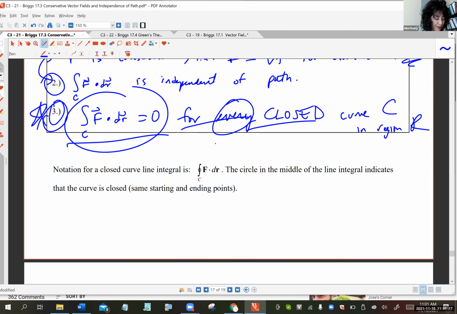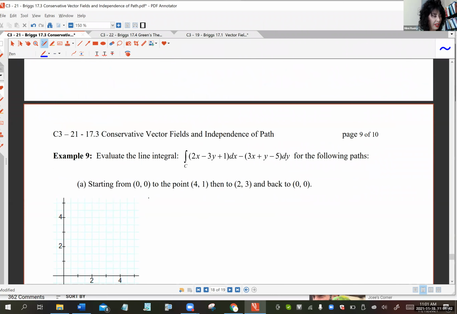A little bit of notation for you that's way cool. If you're dealing with a closed curve, that just means that it starts and stops at the same point. You may see a little circle on top of the line integral's integral symbol, and that circle in the middle indicates the curve is closed. So it's kind of cute. So now you know, and let's do some finishing problems here.